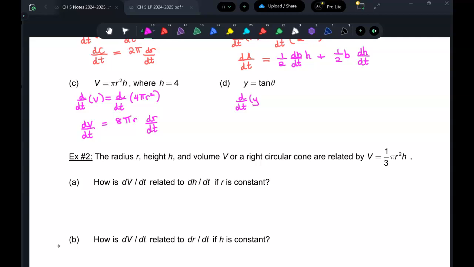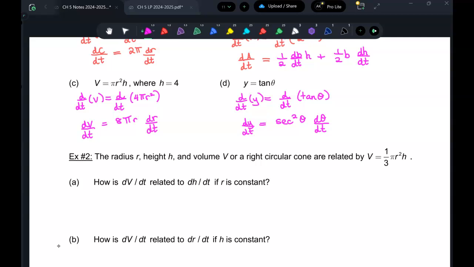Let's try one more, and then we'll do some applications. On the left side, d/dt of y is just dy/dt. Secant squared theta, d theta/dt.